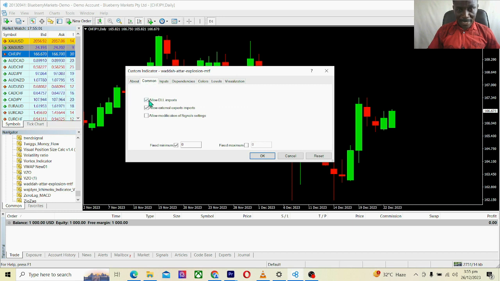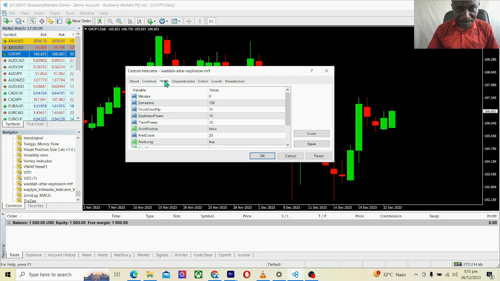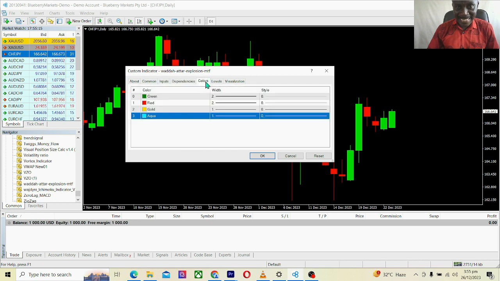You go to the common tab. Some indicators you don't need to go to the common side, but for some of them you have to go to the common side and press allow DLL imports. You can change the values to whatever you want. I think this is okay. As for the colors, the green and the red, sometimes I change them to any color that I like. And when it comes to the width, I make sure it becomes bigger. But for now, let me just say okay to it.